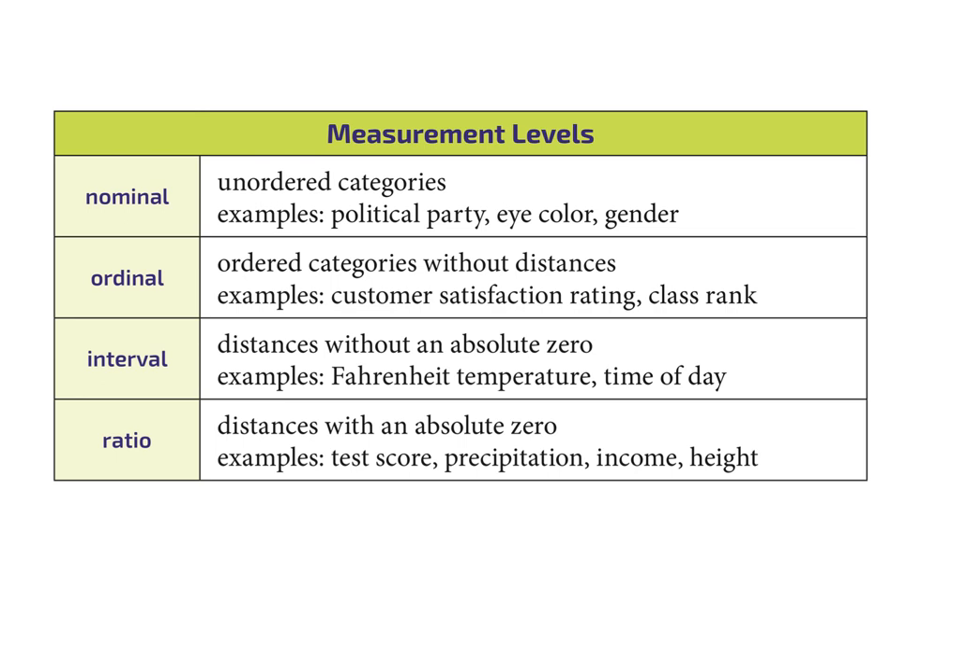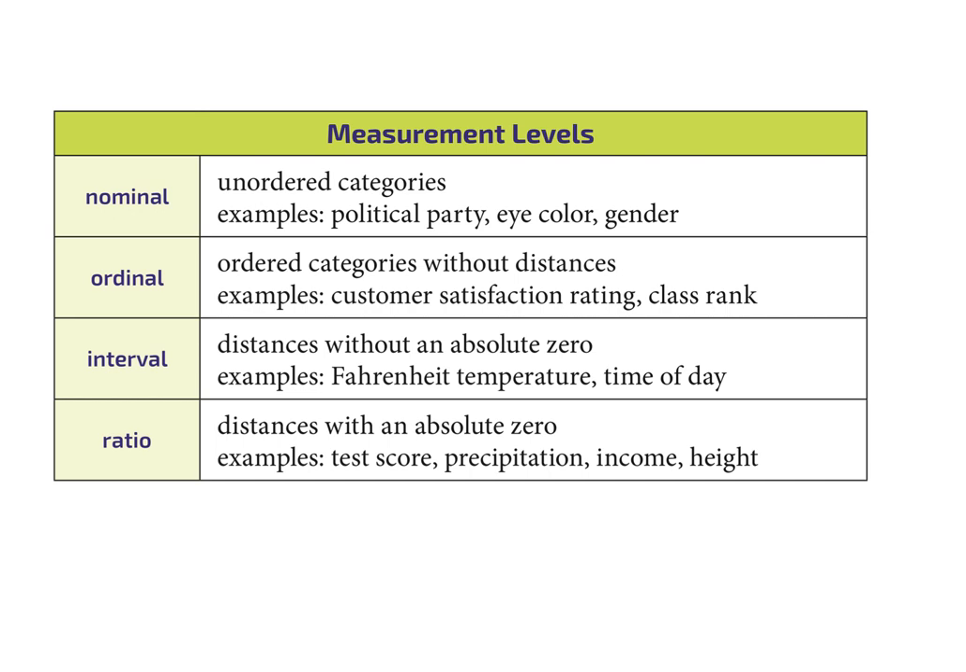Ordinal represents categories within a set without indicating the distance. For example, customer satisfaction rating, class rank. So ordinal is not going to tell me the intervals in between the values. Class rank is ordered, but there's not necessarily a set interval. It's not like from here to here is first, from here to here is second, from here to here is third. Okay. Interval: distances without an absolute zero.